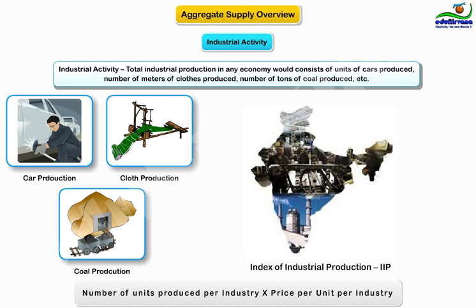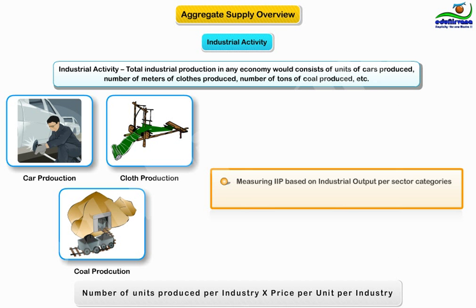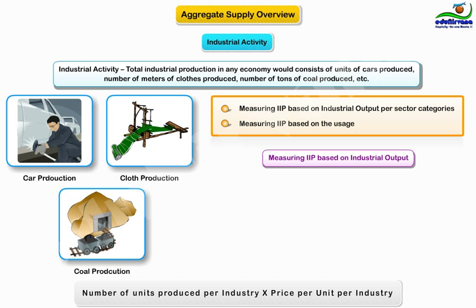The government and industry folks use this to gauge industry trends. There are two ways to measure IIP: measuring IIP based on industrial output per sector categories, and measuring IIP based on the usage. To measure IIP based on industrial output per sector categories, the following classification is referred to with corresponding weightages.